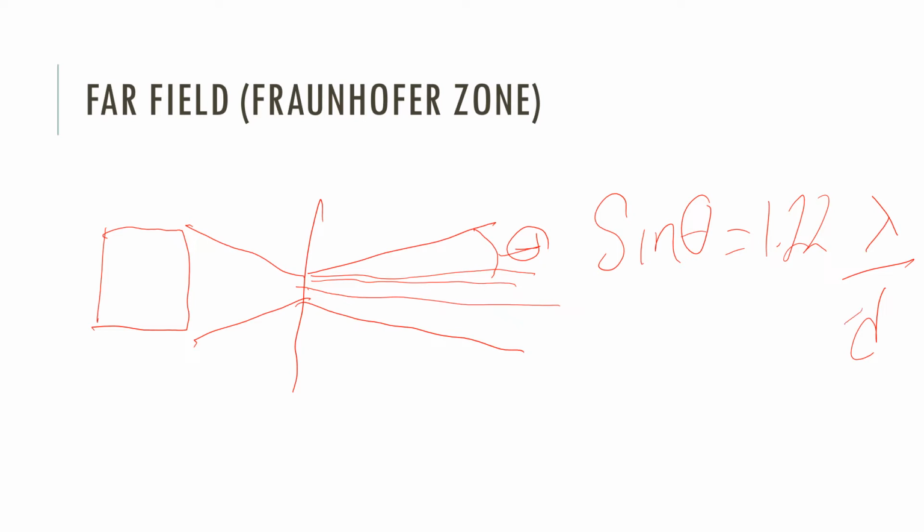And if we have a larger wavelength, up top here, we're going to get a bigger divergence. Okay, so that means high frequency, large diameter, less divergence. Low frequency, small diameter, more divergence. And this is how we figure it out: sine theta equals 1.22 wavelengths over diameter.